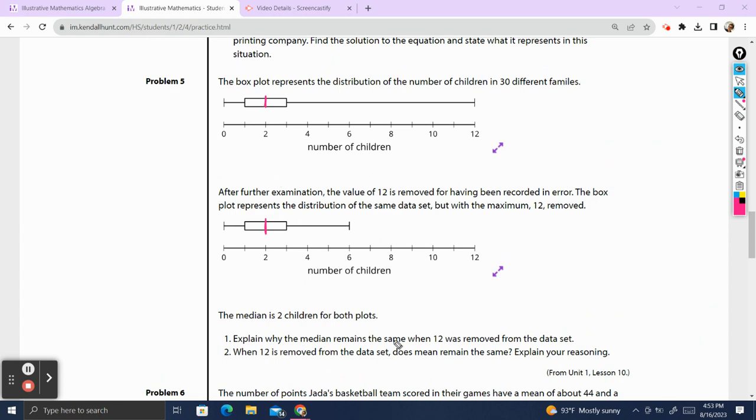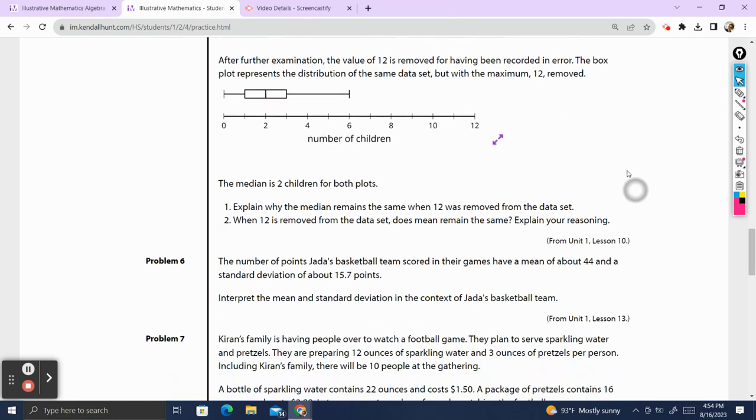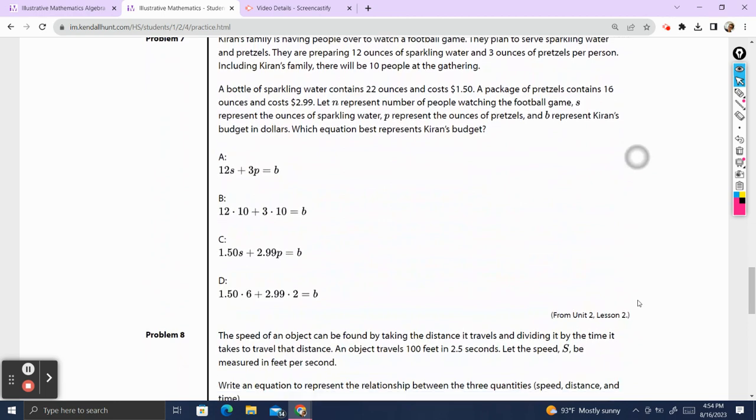However, when 12 is removed from the data set, does the mean remain the same? Well, when you remove a large value from a data set, the mean is always going to shift to the left. So when you have an extra large value in the data set and you remove it, the mean gets smaller. If you have an extra small value in a data set and remove it, the mean will get larger, because that extra value is pulling the mean in the direction of that value. If you need some help with this, go back to earlier videos to make sure you reviewed that concept.